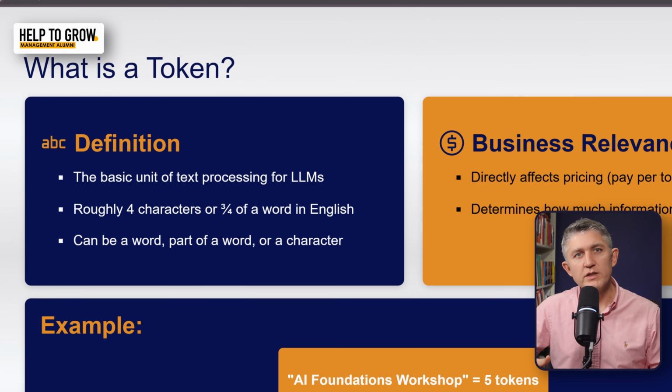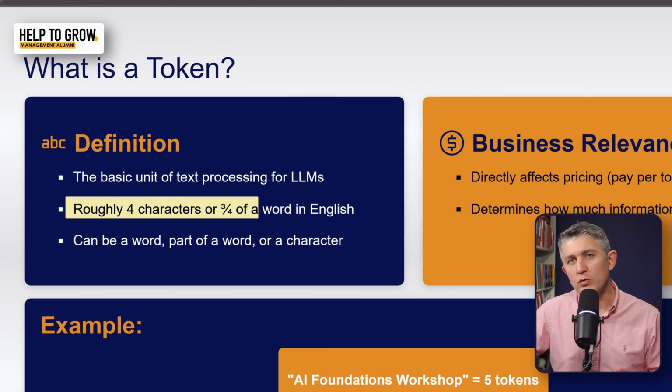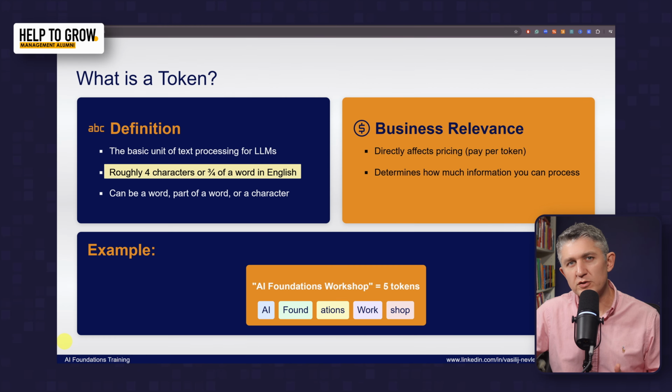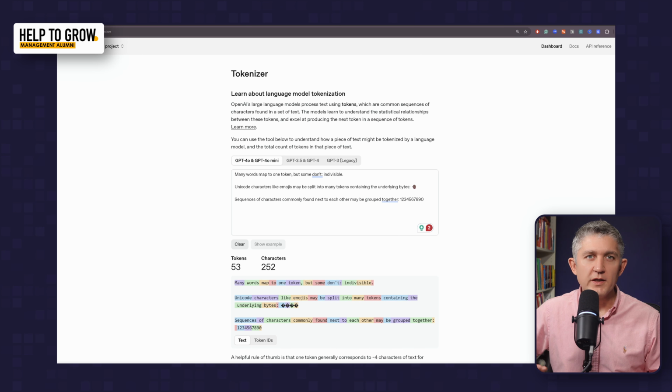LLM models read text in chunks called tokens. It's roughly three-quarters of a word in English. We'll have a look at an example in a second. Don't obsess over the exact counts just now. Longer text simply means more tokens, and more tokens means more costs. Let's have a look at the OpenAI tokenizer.